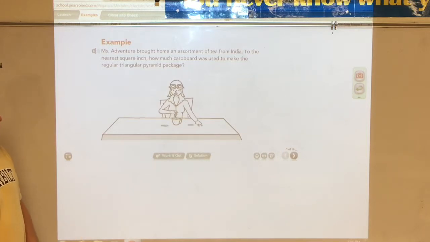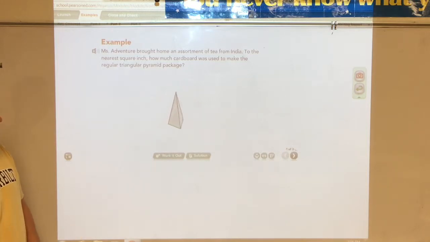Here's Miss Adventure again. Miss Adventure brought home an assortment of tea from India. To the nearest square inch, how much cardboard was used to make the regular triangular pyramid package?